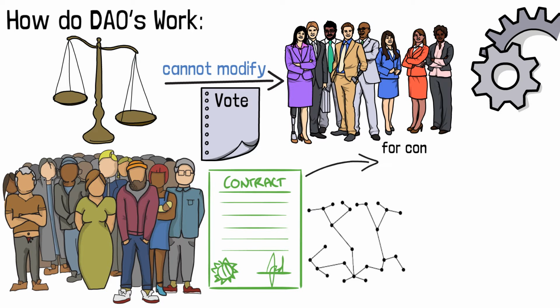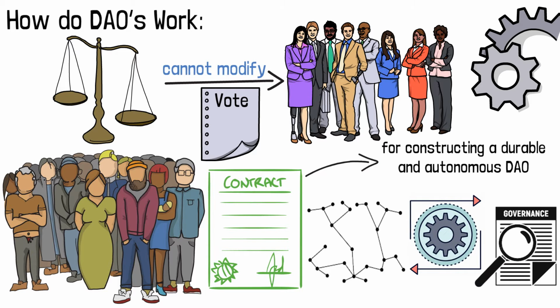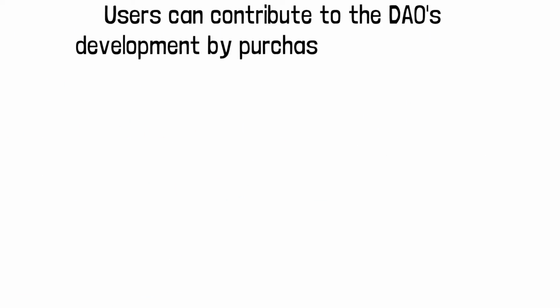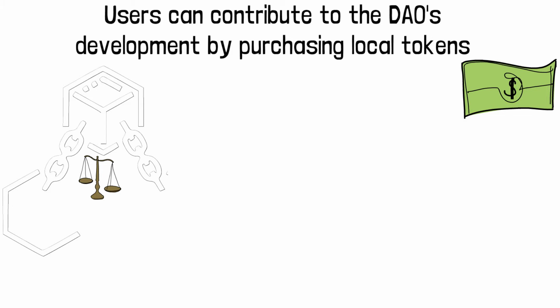Smart contracts are important for constructing a durable and autonomous DAO, since decisions about the DAO's operational processes, governance system, and market incentives will need a vote to take effect. Users can contribute to the DAO's development by purchasing native tokens. The next stage is to obtain funds once the smart contract rules are published onto the blockchain.